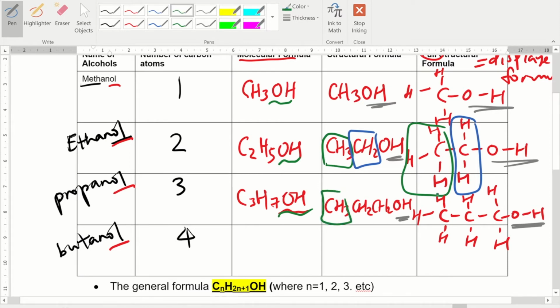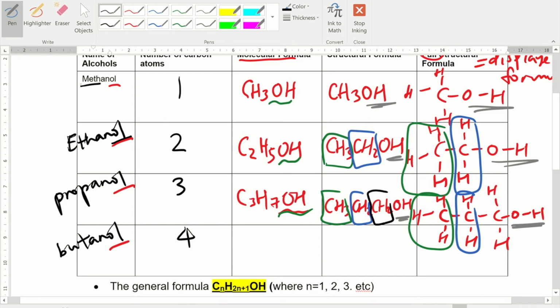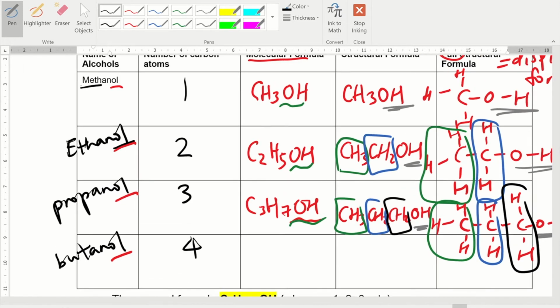Okay, I will have my CH3, which is this part here. Then I have my CH2 in the center, and then I have another CH2. So the structural formula is a simplified, condensed version. It shows me how they are arranged without drawing all the bonds.